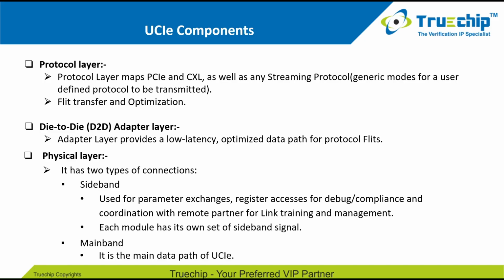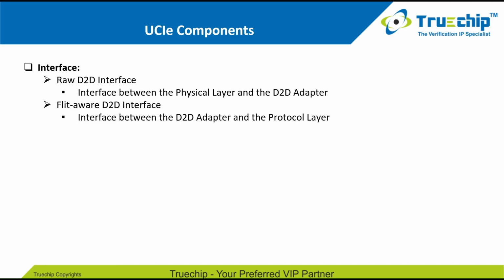It has two parts, the sideband and the mainband. The sideband, which is a low speed, out of band channel, is used for link training, configuration and management, and the mainband is the high speed data path itself. These layers communicate over the flit-aware D2D interface between the protocol and adapter layer, and the raw D2D interface, RDI, between the adapter and physical layer.